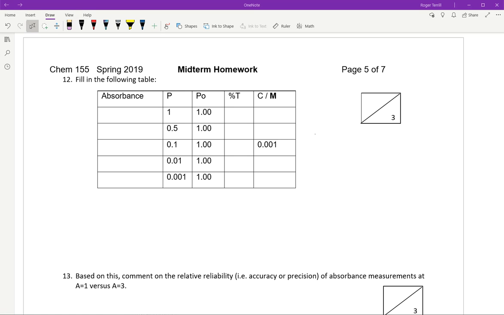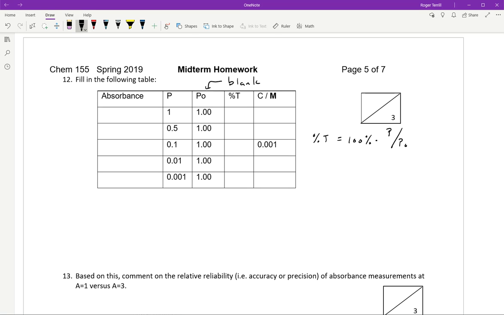the percent T is equal to 100% times the light power P divided by the blank power P0. Right? P0, this is the blank.